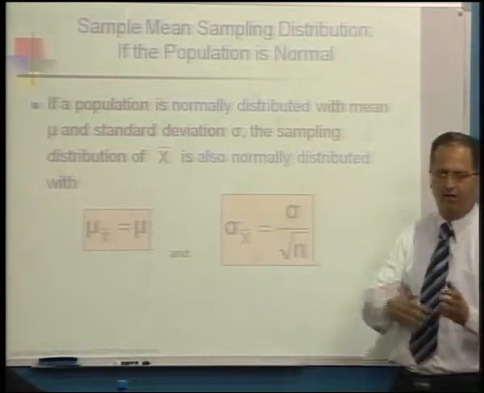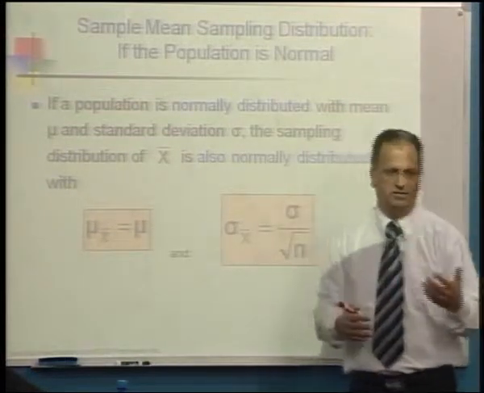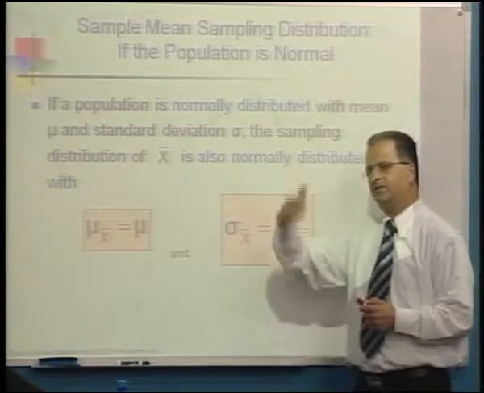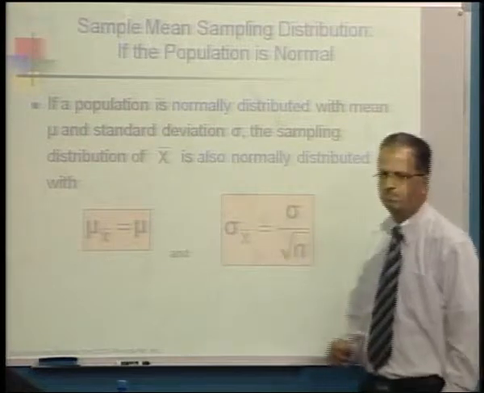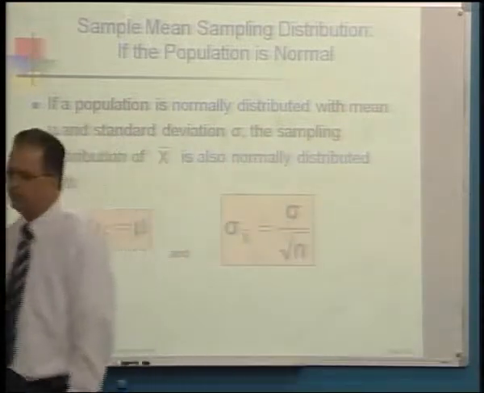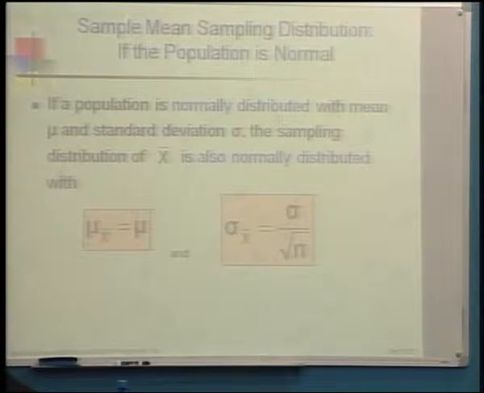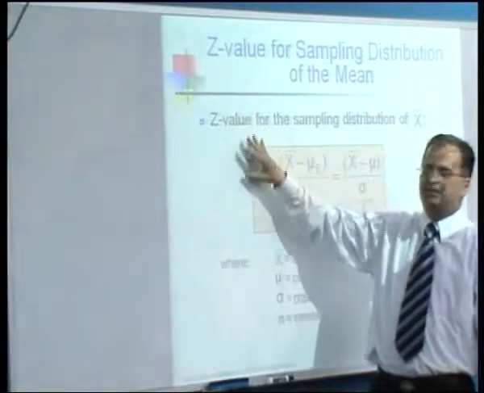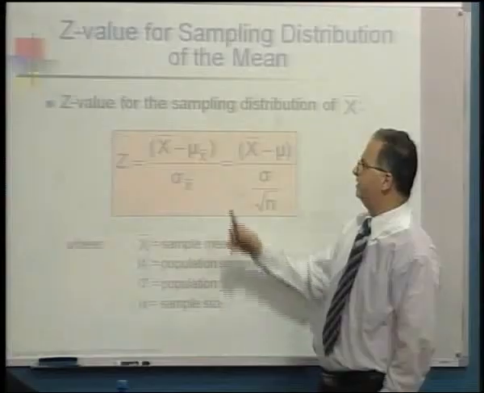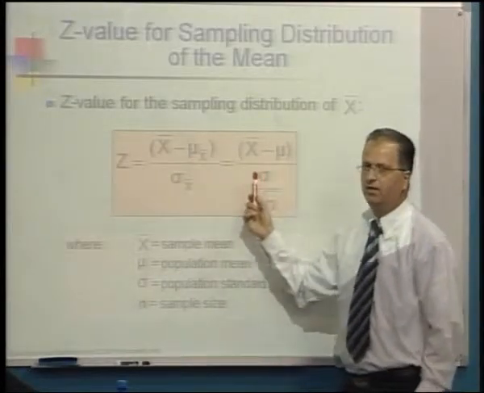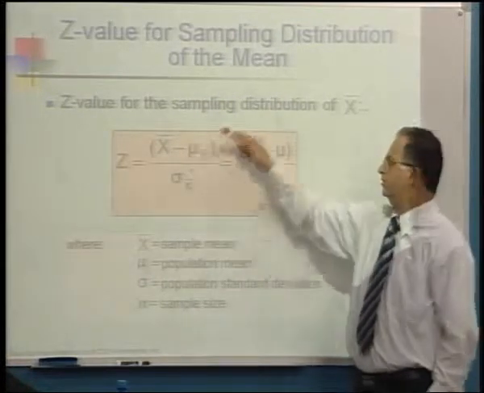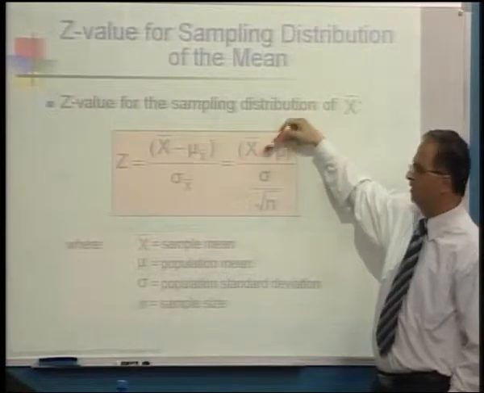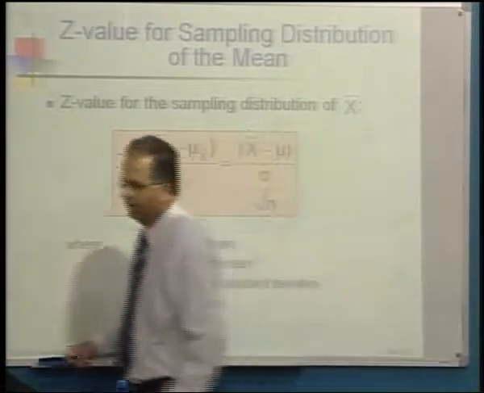And also, as n increases, the standard error of x bar decreases. So there is a negative relationship, or inverse relationship, between the standard error of x bar and the sample size. That's when the population is normally distributed. So again, in this case, the new z-score is given by this equation. Here we replace sigma by sigma of x bar. So the z-score is given by x bar minus the mean divided by sigma over root n.